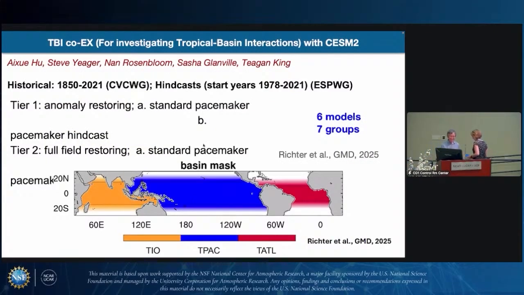All right, first is the TBI experiment. Currently, there are 7 groups participating and using 6 model groups. And most of the model groups have finished the tier 1 experiment. And for the tier 2 experiment, CESM2 has been finished by a Chinese group. And right now, a protocol paper has been published in GMD recently. So if you want to know more details about the TBI experiment, you can look at that paper. And if you want to analyze the data, just contact me.